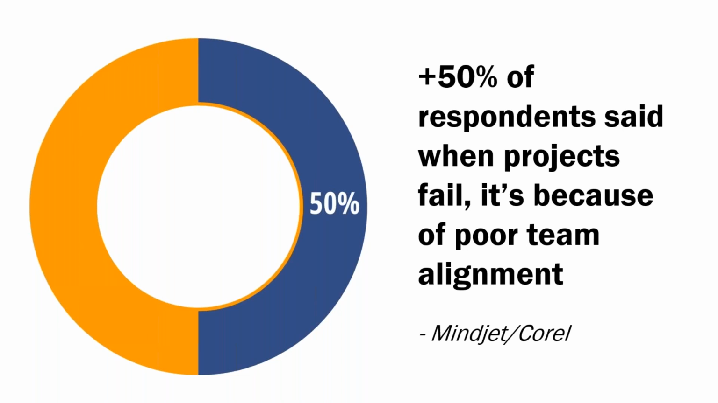Some more data from the MindManager study. Half of respondents said when projects fail, it's because of poor team alignment. And I think you're sensing a theme here: miscommunication, lack of effective communication. But as we'll see a bit later in this presentation, the problem isn't just limited to the immediate members of the project team. It's actually a bigger problem than that, as we'll see.